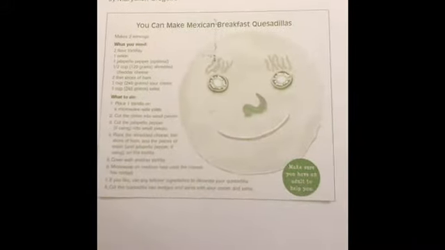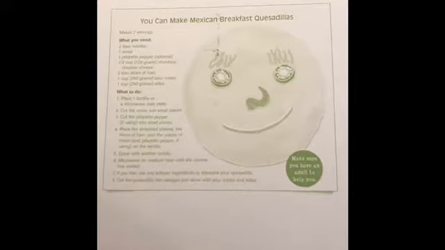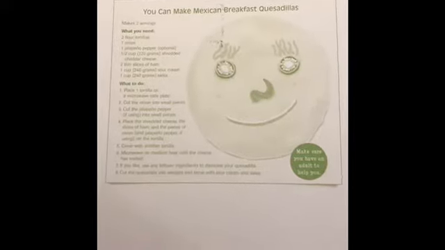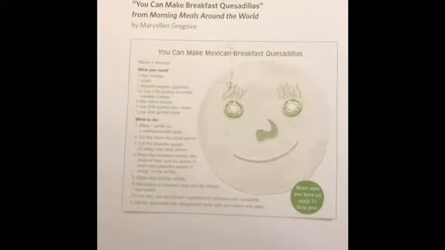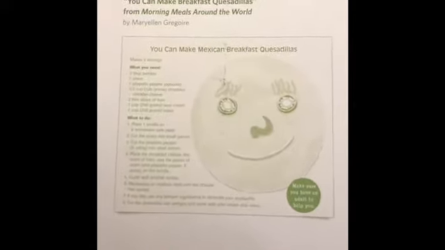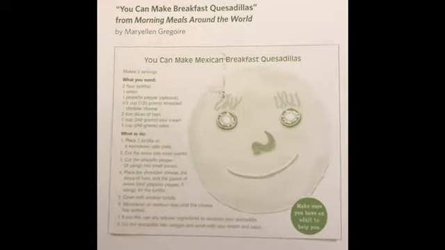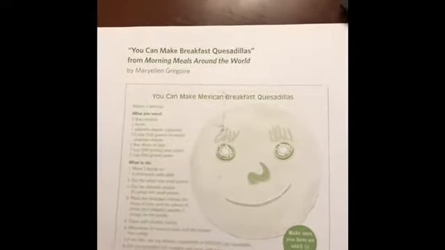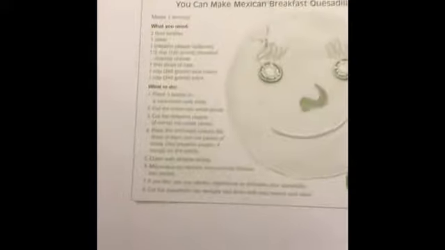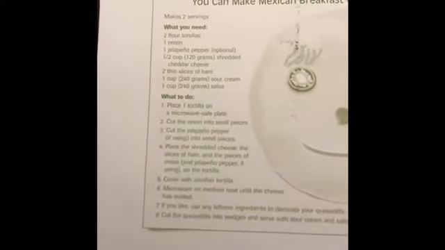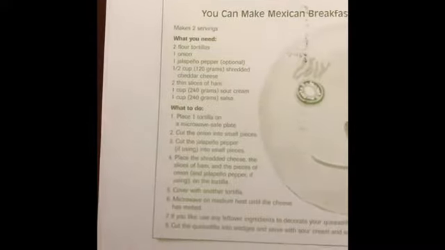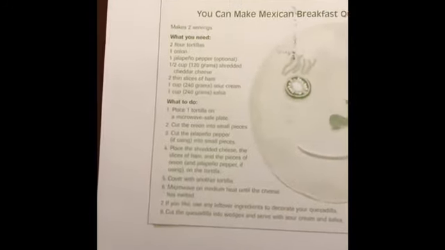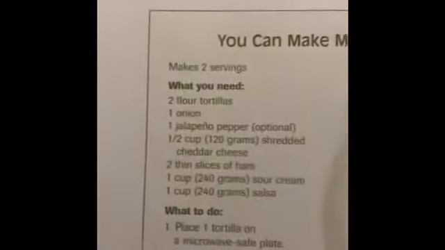Alrighty, third graders, before we left school, we started reading the book, Morning Meals Around the World. That told us all about the different breakfasts people ate depending on where they were from in the world. And in the back of the book, there were some recipes like this one. You can make Mexican breakfast quesadillas. So if you take a look at this functional text, it tells you what you'll need. That's a list of ingredients, and then it tells you what to do. So let's zoom in on what we'll need.